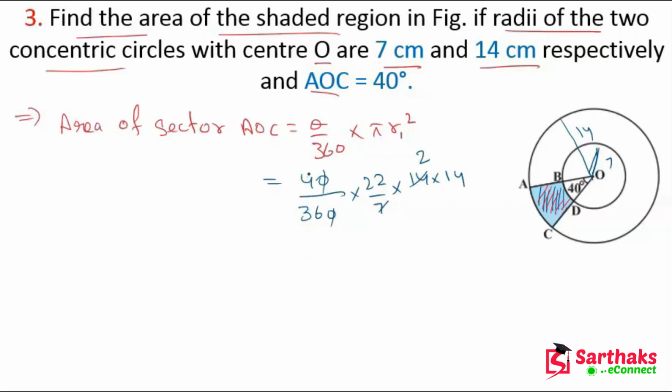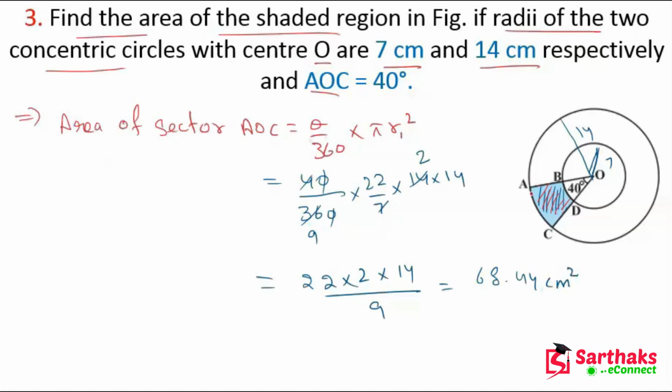My dear friends, now 36 can be divided by 4, how many times? 9 times. So we have 22 into 2 into 14 divided by 9. If we solve this, we get 68.44 centimeter square.